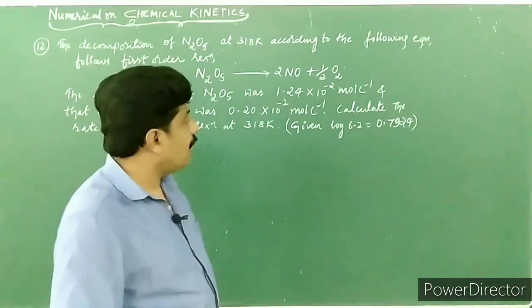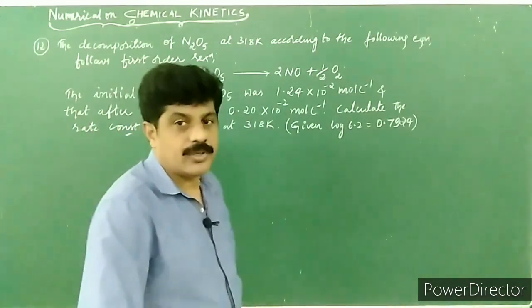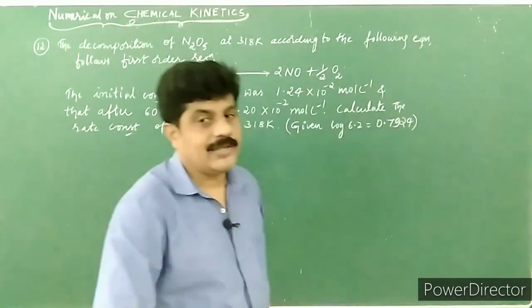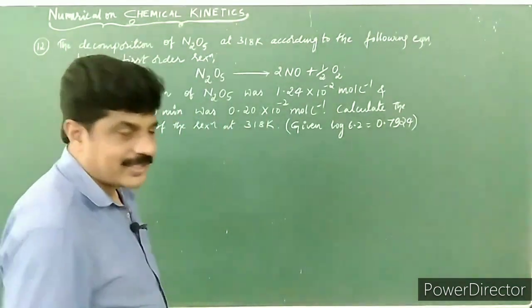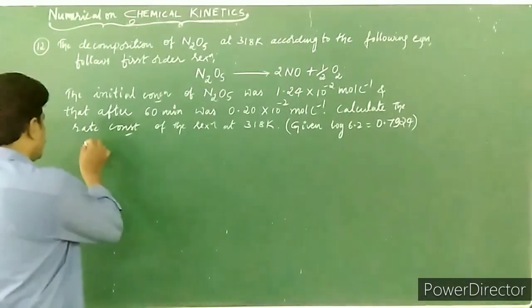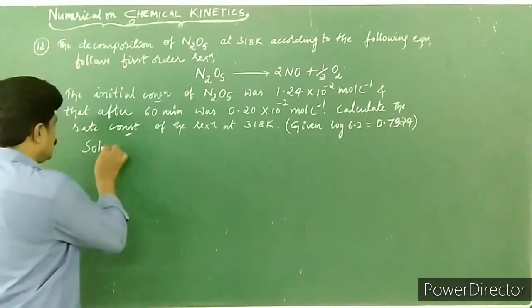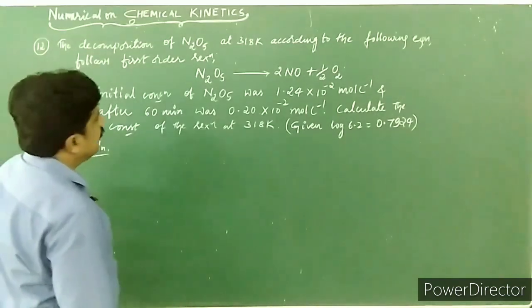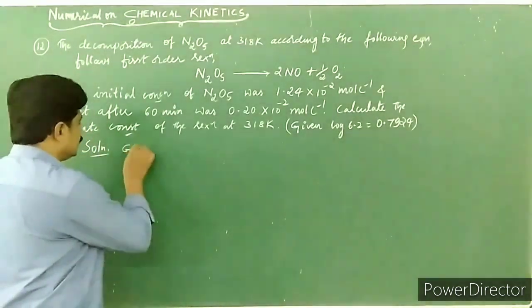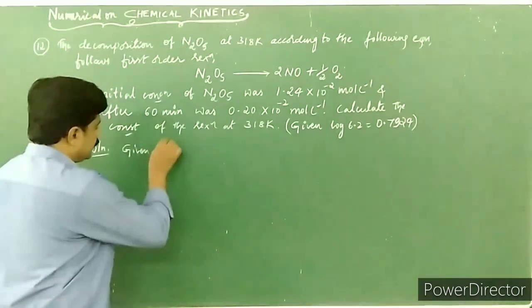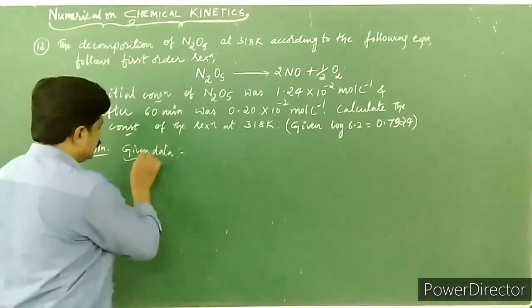Even if they do not give the log value, you are supposed to find it out, and you know how to find the log value as well as the anti-log value, is it not? Now let me solve this numerical. Children, let me list down whatever data is given in the numerical. Given data.